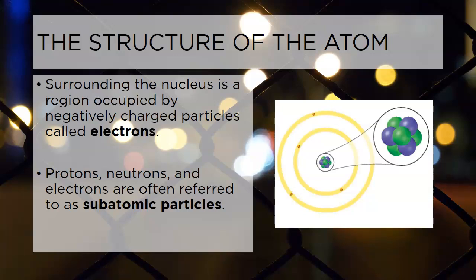So all three of these things together, the protons, the neutrons, and the electrons, are subatomic particles. Just remember, the protons and neutrons are inside the nucleus, and the electrons are on the outside of the atom.